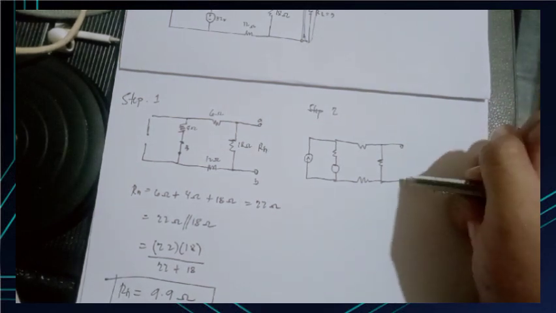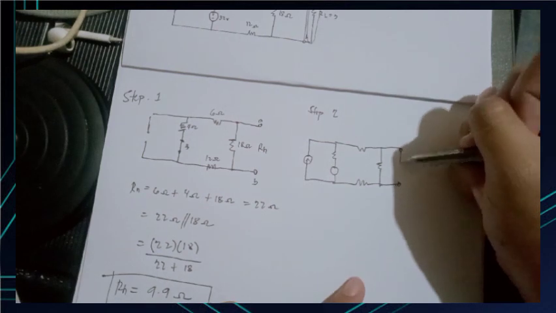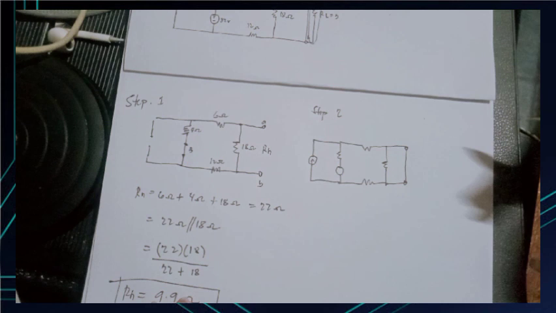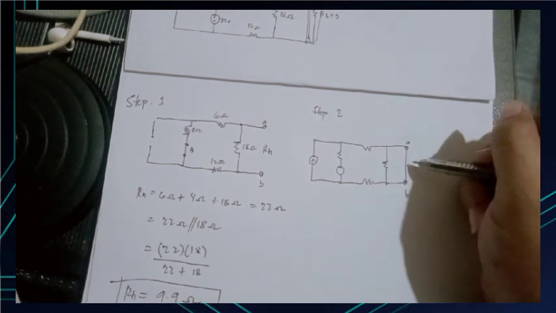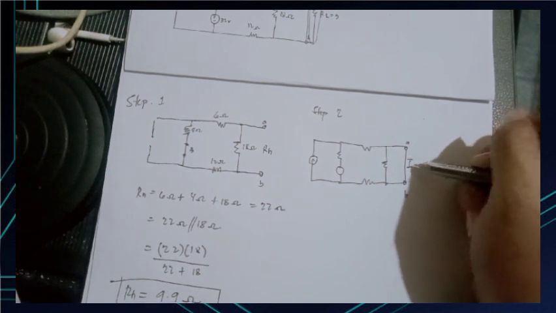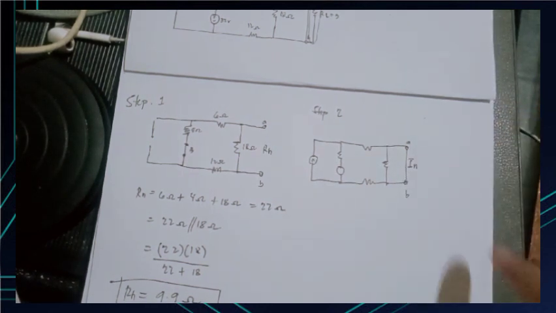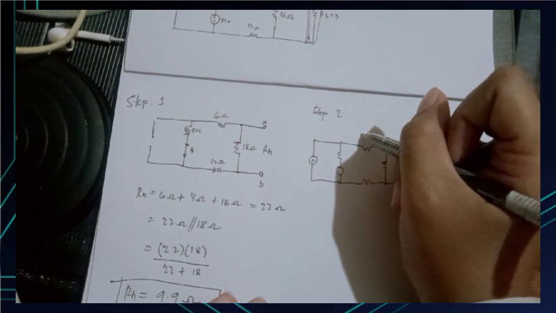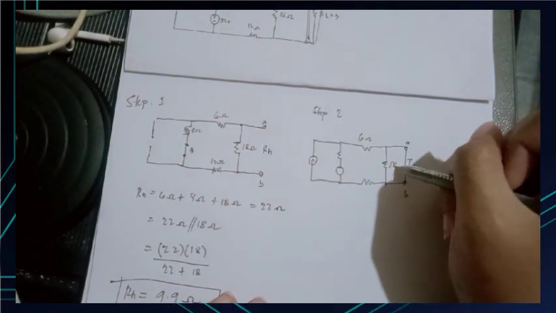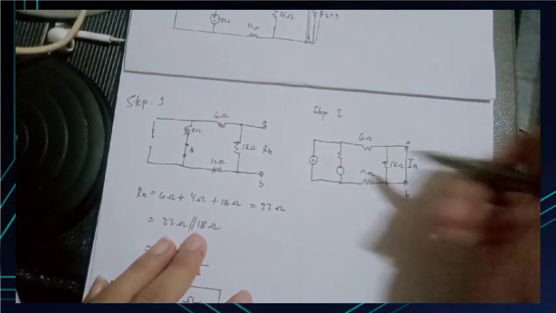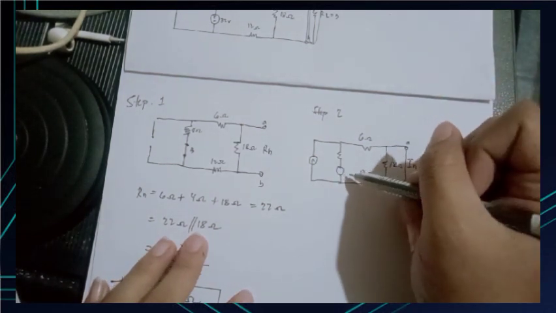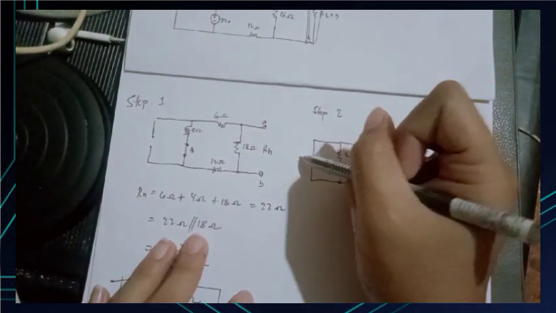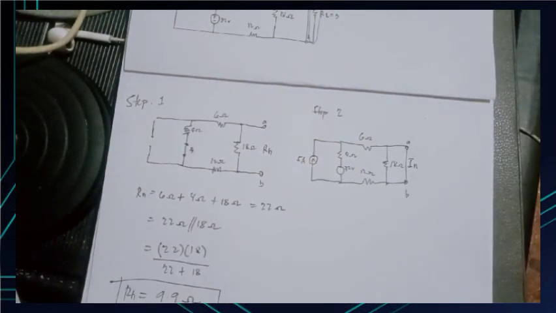So, ayan. Gagawin daw natin ay i-short natin. So, magiging ganyan lang siya. And then, dito ngayon, ilalagay ang IN. Kasi yan yung hahanapin natin ngayon. So, ito yung 6 ohms, 18 ohms, 12 ohms. Ito yung ating 32 volts, 4 ohms, at ating 5 ampere. So, ganyan lang siya.